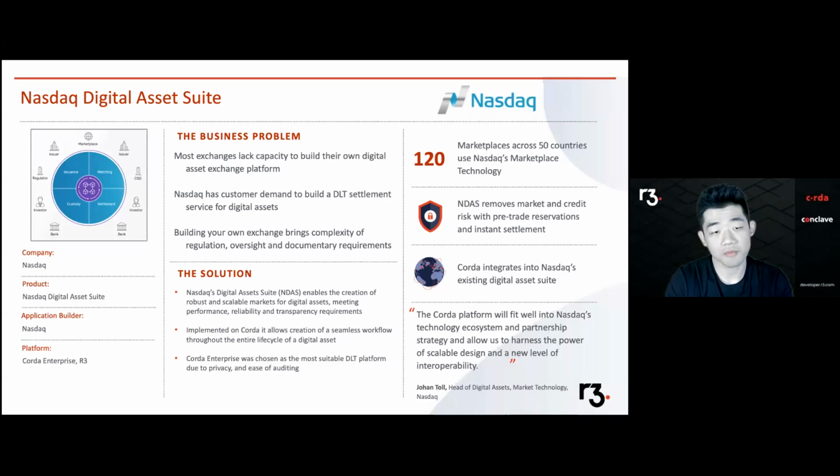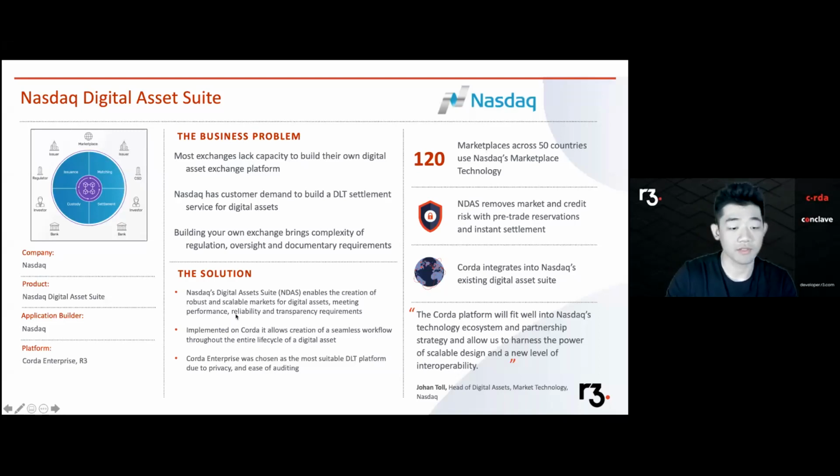So the business problem that NASDAQ ran into is that they have customers demanding a DLT settlement service for digital assets, and building your own exchange brings the complexity of regulations, oversight, and documentary requirements. So they had to come up with a way to provide a secure and basically immutable way to cope with the new digital asset era, right?